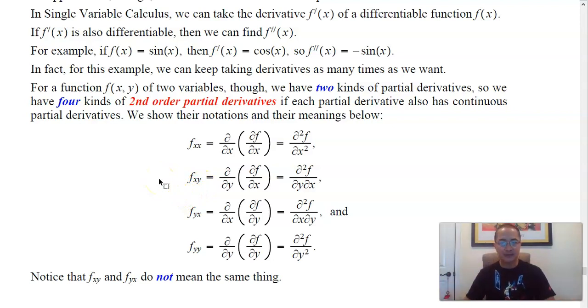What's the logic behind these symbols? There's a logic. When you read this, you read partial of f first with respect to x, then with respect to y. When you read this, you take partial squared f with respect to x first, and then with respect to y. It's almost like you're going to the right first, then you go down back to the left.